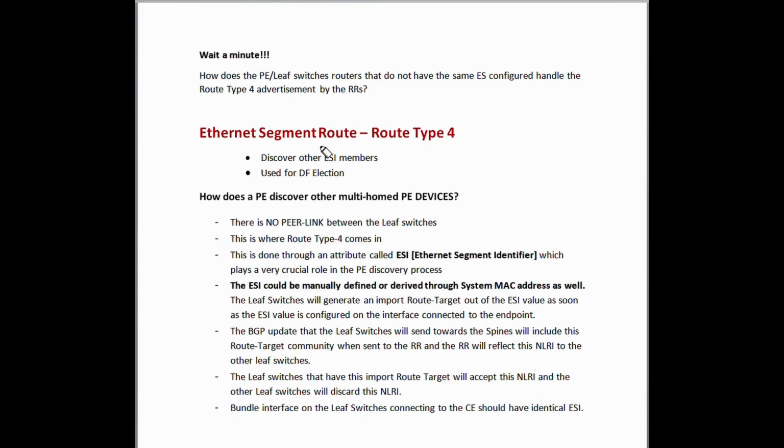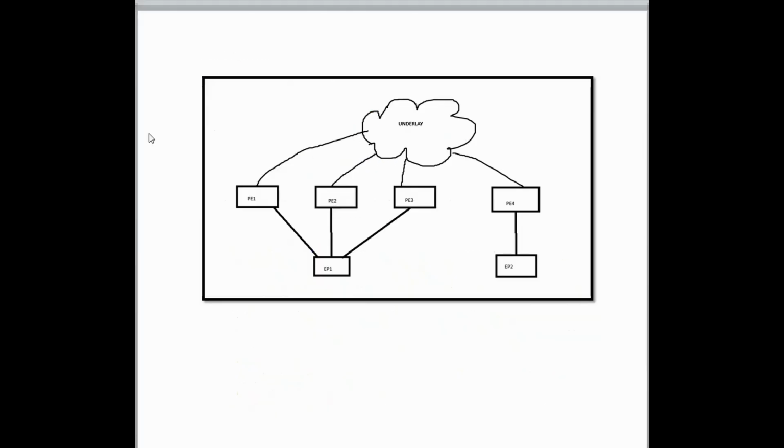And secondly, we use Ethernet segment route or route type 4 to elect a designated forwarder per Ethernet segment. So friends, let's quickly discuss why we need to elect a designated forwarder in the first place. So let's say endpoint 1 wants to send some traffic towards endpoint 2 and it does not have the ARP resolution for endpoint 1 at this stage.